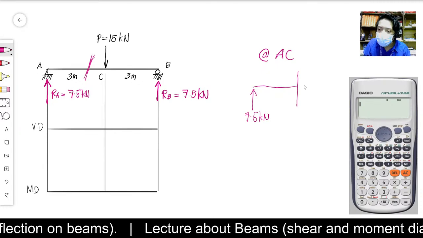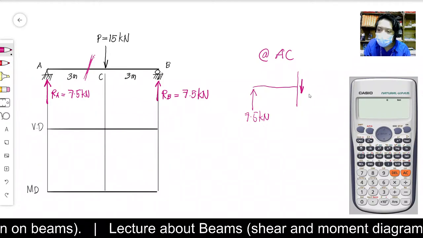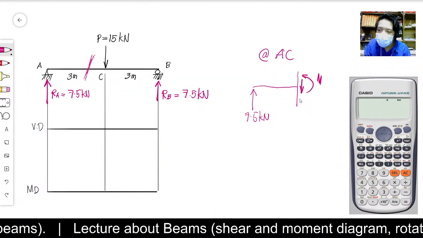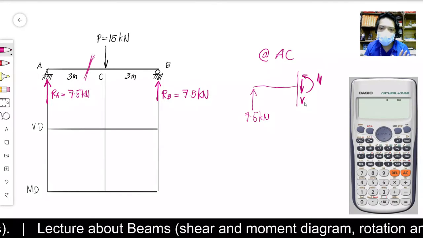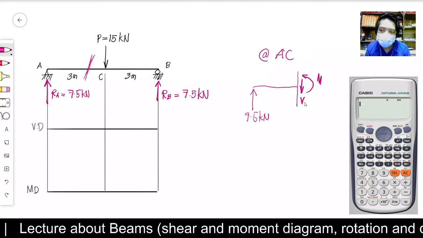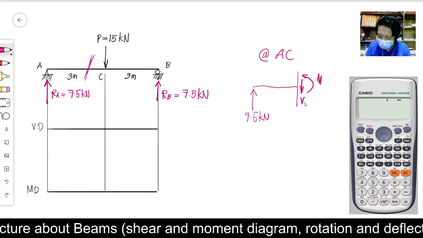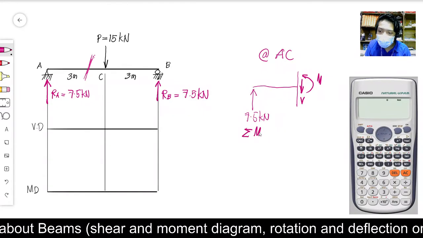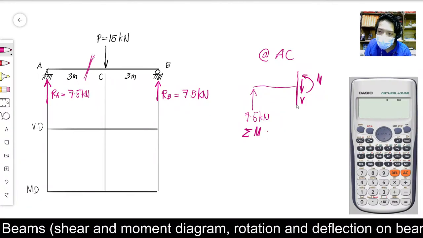And since you made a cut, there will be a shear reacting here, and of course there will also be a moment. This is your moment, and this one right here is your shear. And what I will construct first is the equation of the moment diagram. How do we do that? We sum the moments at the cutting plane. This is the cutting plane.